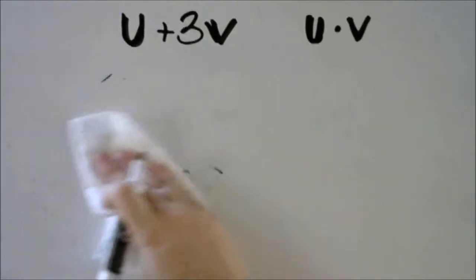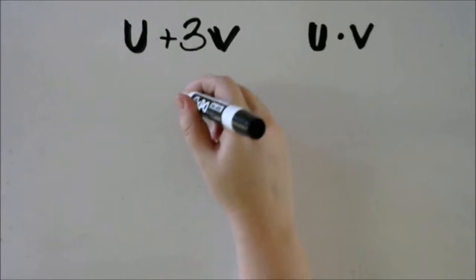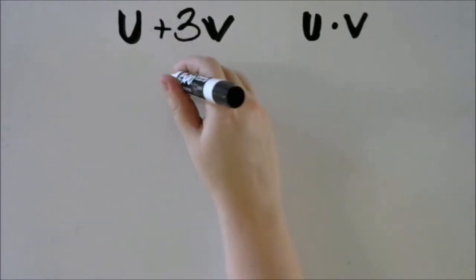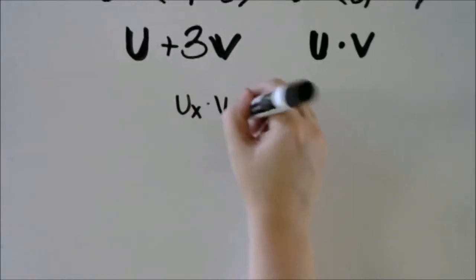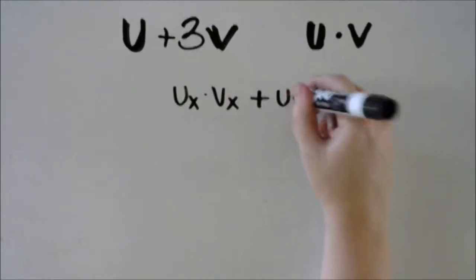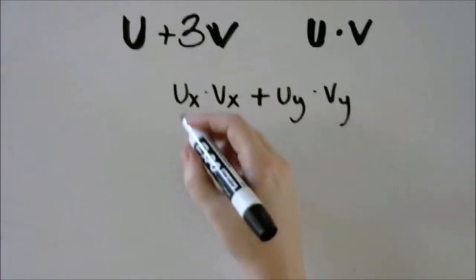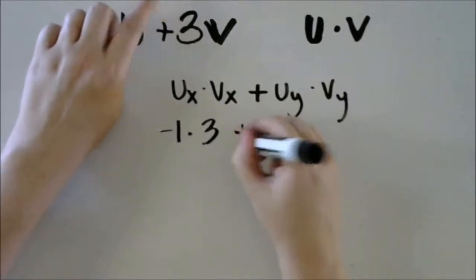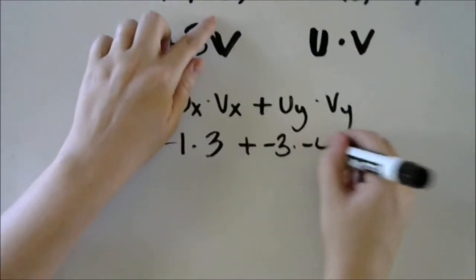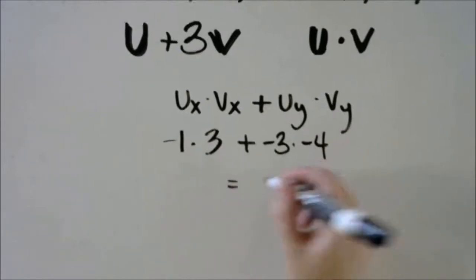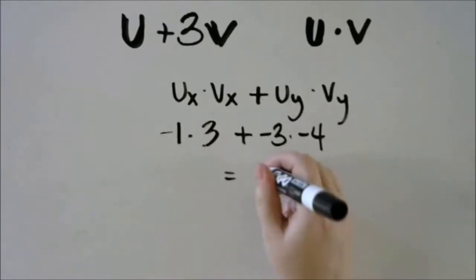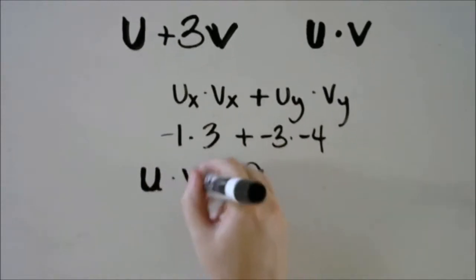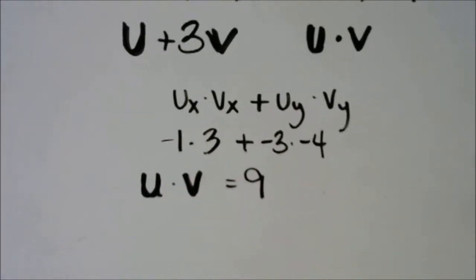Now let's do the dot product. The dot product is defined as A1 times B1, which in this case we'll call UX times VX, plus UY times VY. So we're going to take -1 times 3 plus -3 times -4, which gives us a magnitude of 9. So the dot product of U and V is the scalar value 9.